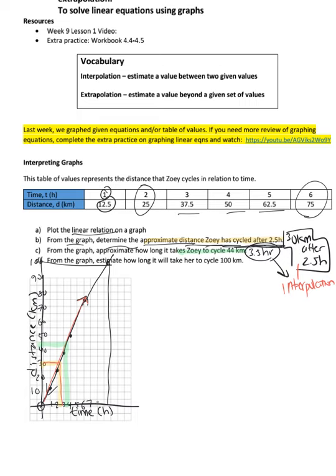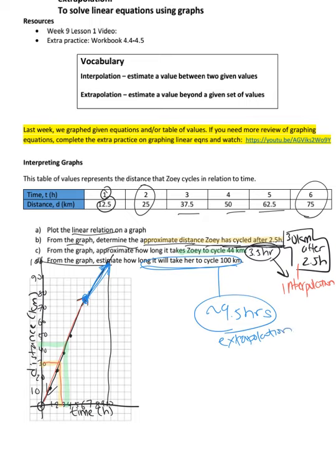Okay, so we had to extend our graph out, and that's the process of extrapolation, because you went out of the range of data that was given to us to estimate how long it will take her to cycle 100 kilometers. It looks like it's just below 10 hours, so we can go approximately 9.5 hours. Okay, and this is extrapolation.